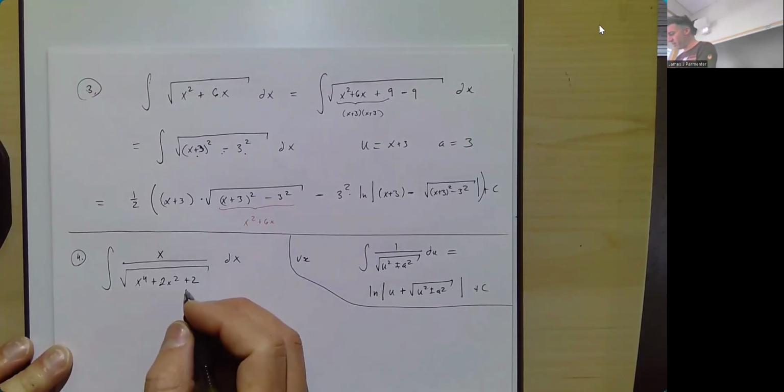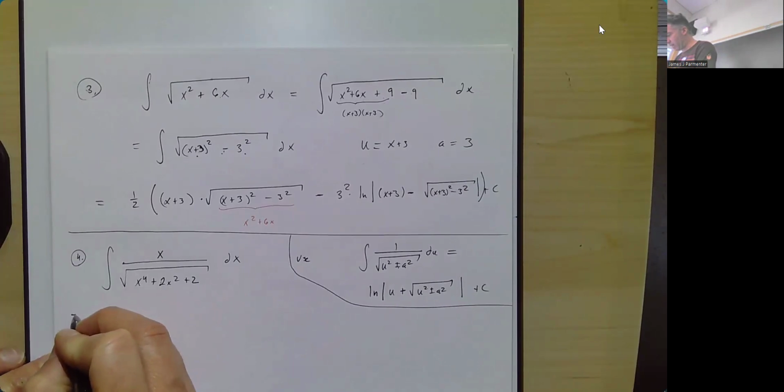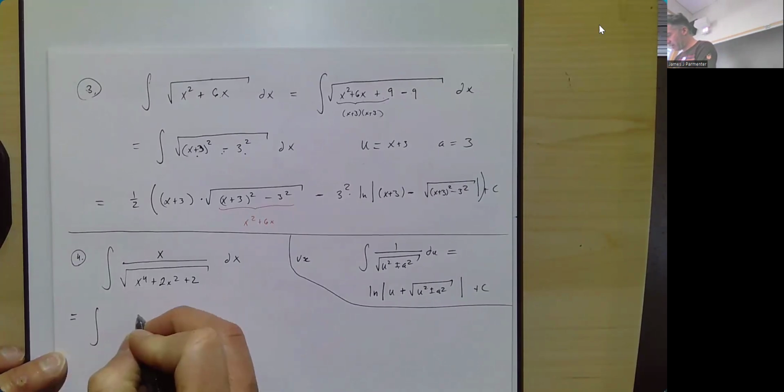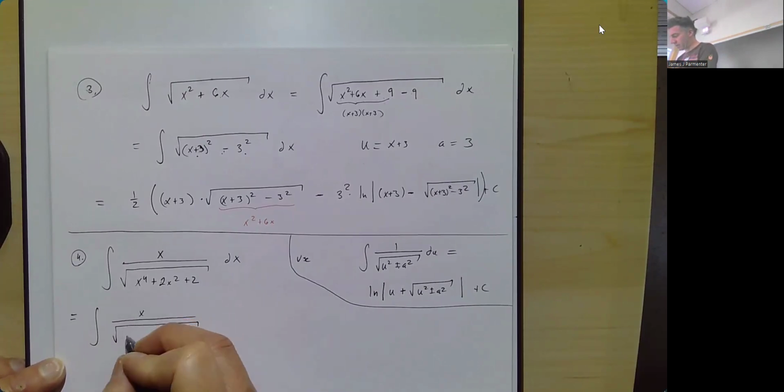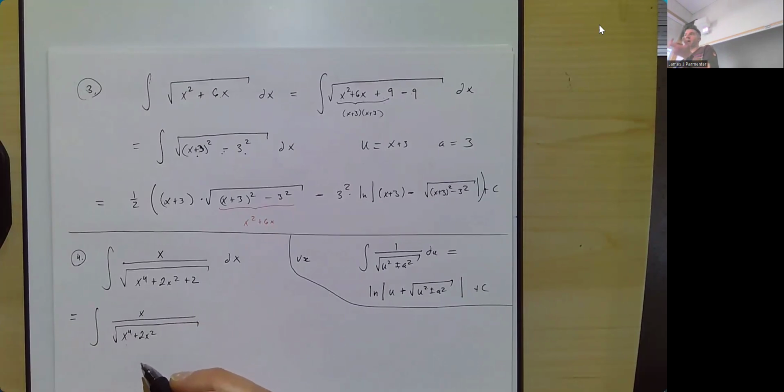The way we're going to do that is we're going to write this as x over the square root of x to the fourth plus 2x squared. I'm treating this as x squared squared plus 2x squared. X squared is kind of like my x in the previous problem. Then to complete the square, I'm going to take the coefficient 2. 2 divided by 2 is 1. 1 squared is still 1. So I'm going to add on a 1.